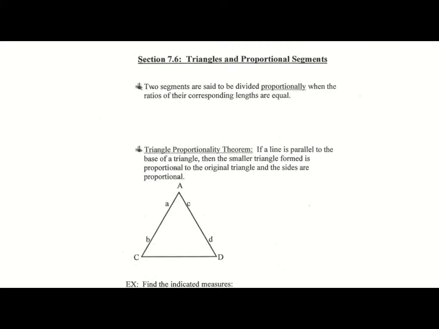Our last section in this unit is talking about triangles and proportional segments. The first part here says that two segments are said to be divided proportionally when the ratios of their corresponding lengths are equal. So let's look at an example.